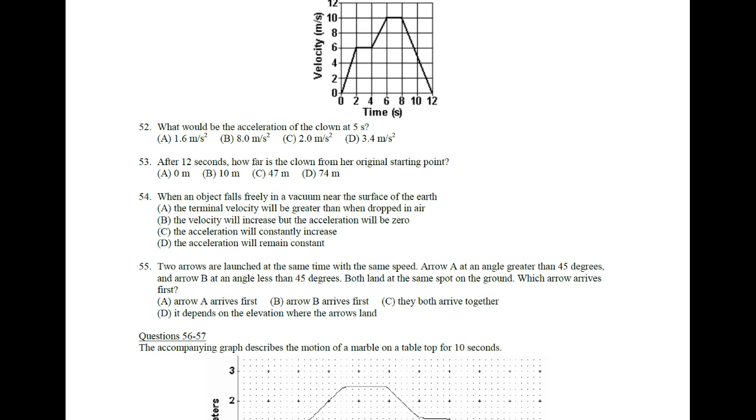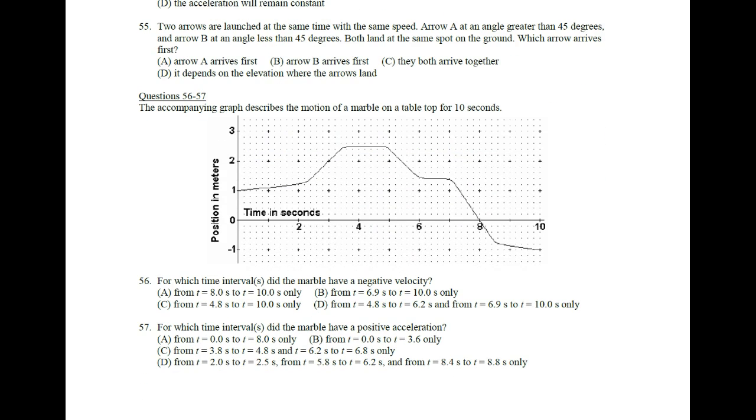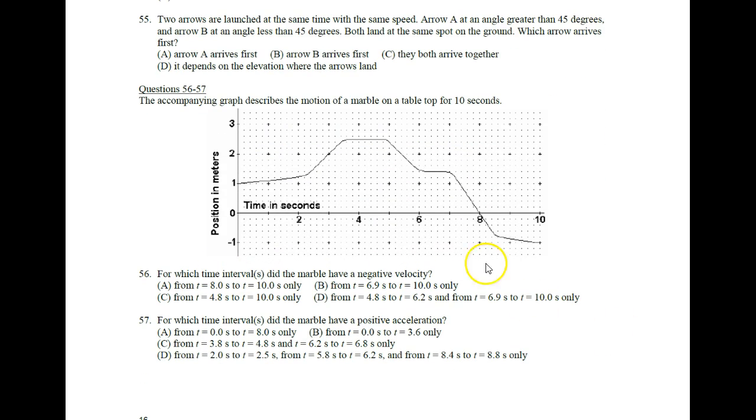For number 56, you've got this graph and they want to know a couple things. They want to know where the marble has a negative velocity. That would be letter D. It's because at these different points, from about 4.8 to 6.2, you'll see that it's got a negative slope, and then from 6.9, which is somewhere around here, to about 10 seconds, you'll see that this has a negative slope, and so does this one. So that's a negative velocity since this is position versus time.